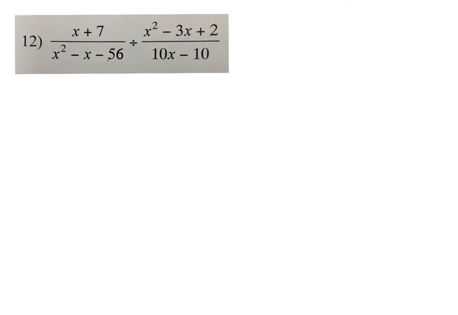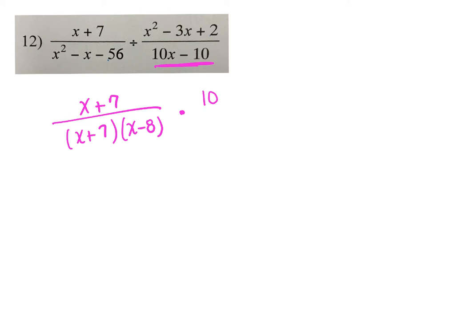All right, multiplication and division. So multiplication and division are the same, but keep, change, flip. So I'm going to keep this one. I will go ahead and factor this. Factors of 56 that add up to negative 1. I'm going to flip this, change it to multiplication and flip. So this is my numerator. Take out a 10. The bottom is now going to look like this.